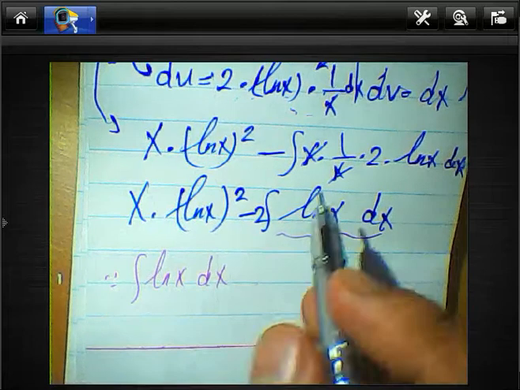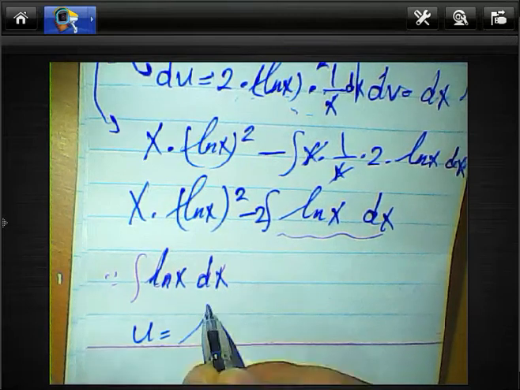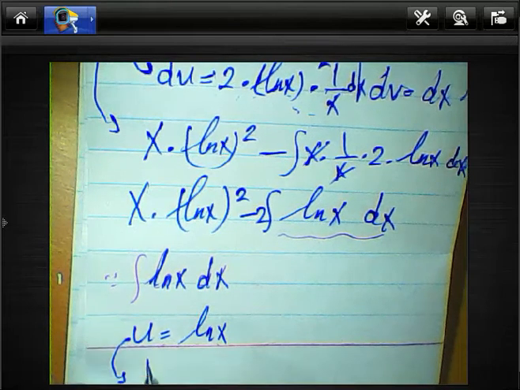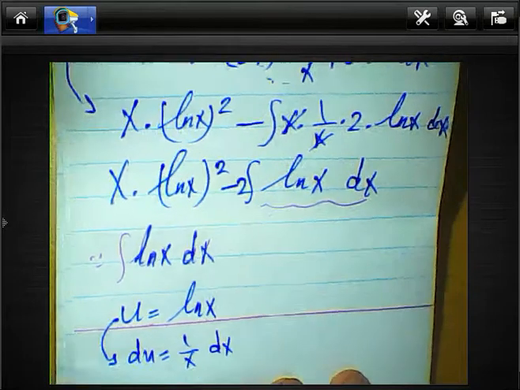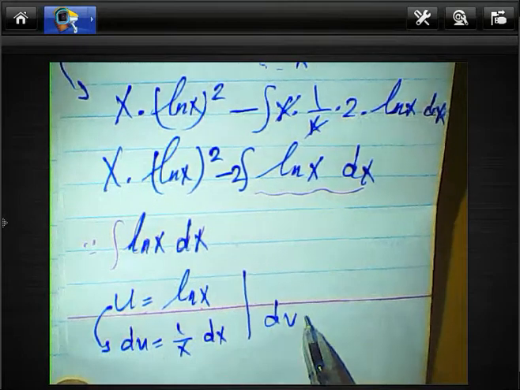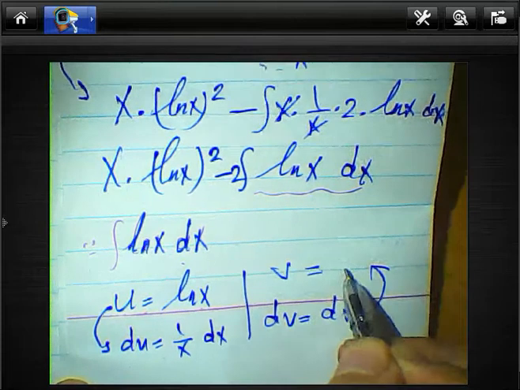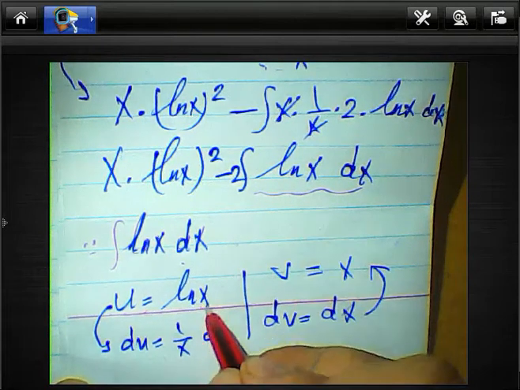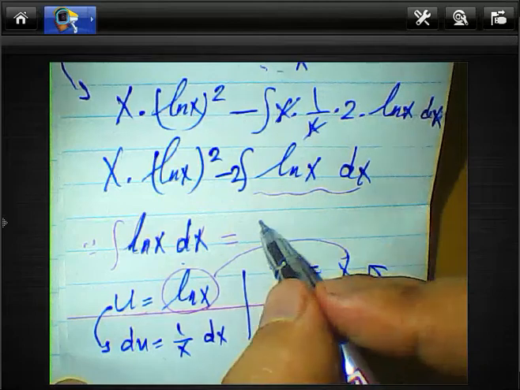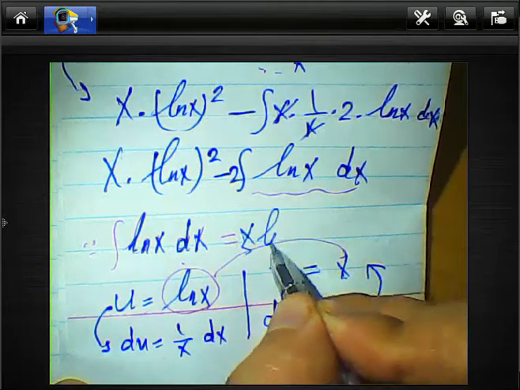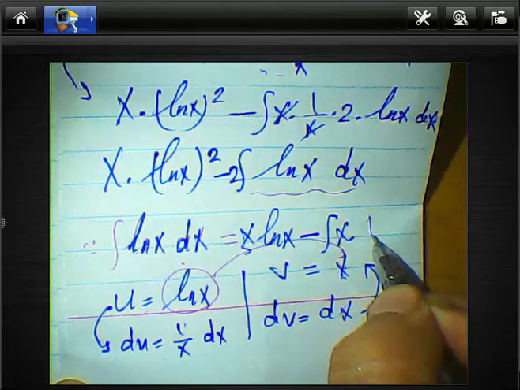We want to find the integration of ln of x dx. We must write u equal ln of x, then the derivative du equal 1 over x dx. Okay, and we write dv will be dx, and the integration of this function will be v equal x. So we write ln x multiplied by x. The result will be x multiply ln of x subtract integration of x multiply 1 over x dx.